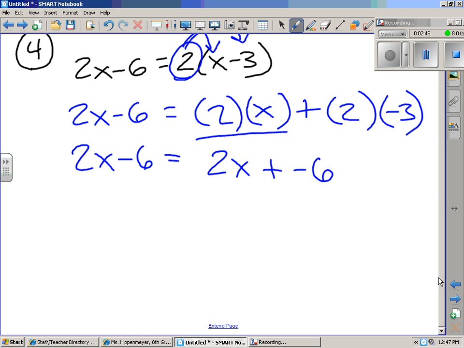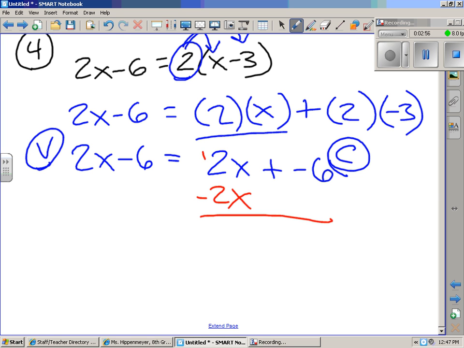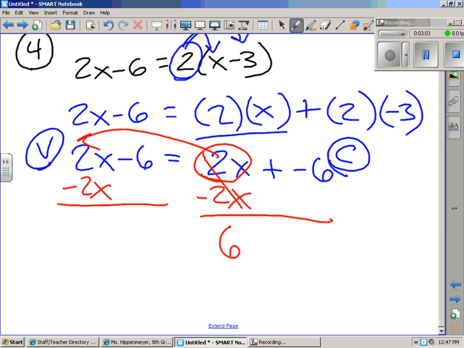Now we need to move the variables to one side and have the constants on the other side. I'm going to put the variables on the left and the constants on the right. So I'm going to move my variables first. I'm going to subtract 2x from each side to move this to the left side. 2x minus 2x is 0. I'm left with negative 6. And on the left side, 2x minus 2x is 0, which leaves me with negative 6.